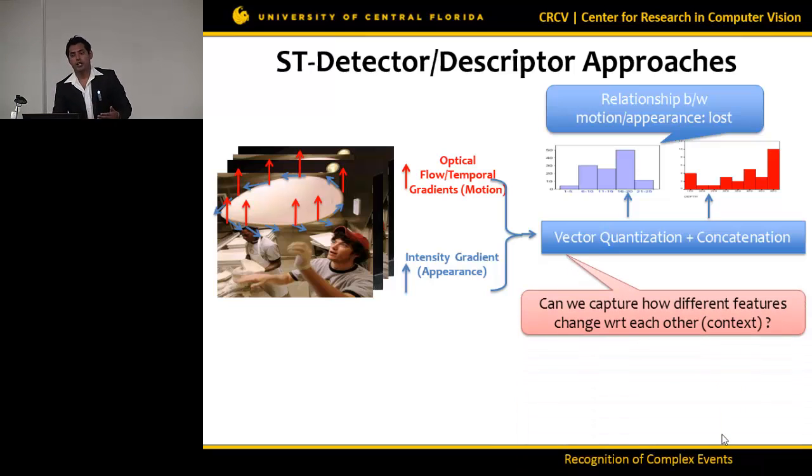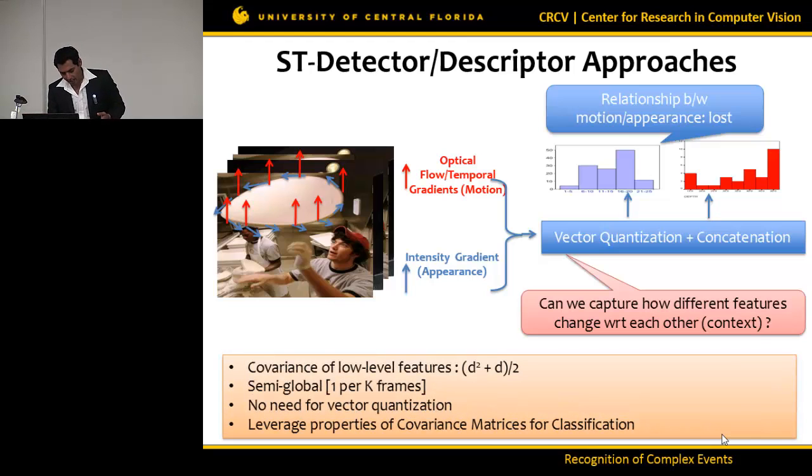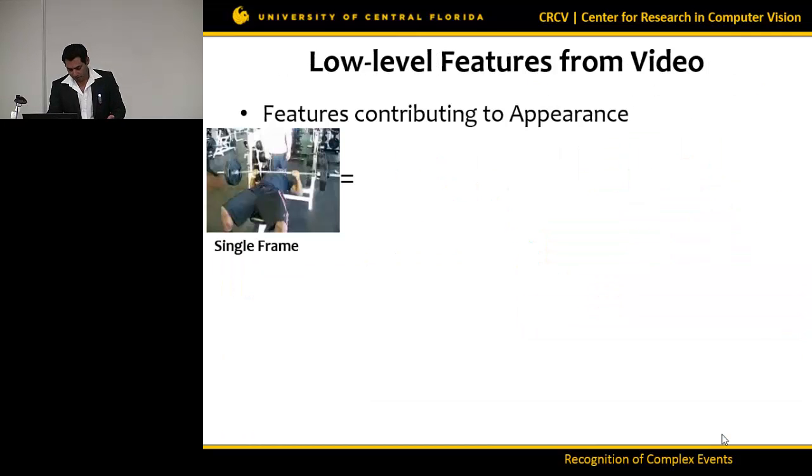So the idea is, how can we efficiently capture this correlation between how the motion is changing with respect to appearance? And hence, we designed this novel descriptor based on covariance matrices, which is compact and it's semi-global in nature. And also, we eliminate the process of vector quantization when we design this. And we can also leverage the properties of covariance matrices for classification purposes.